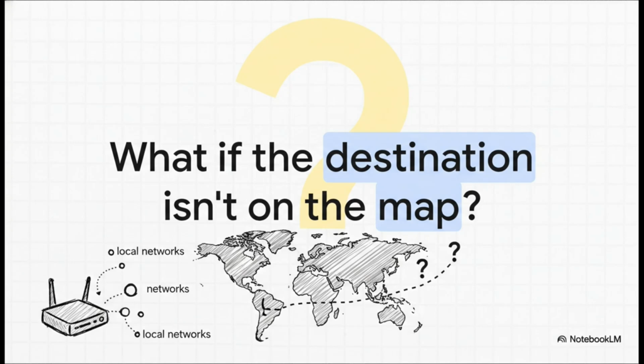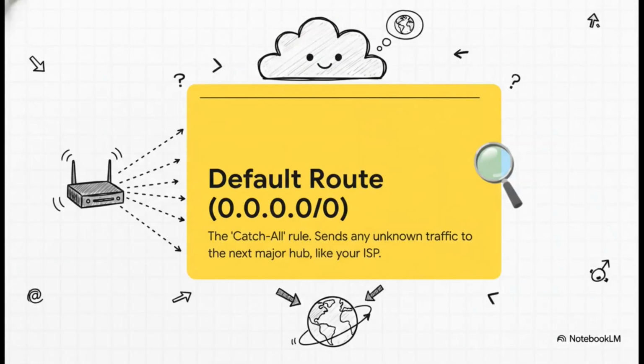As far as your router's little map is concerned, that destination is a total blank. And this is where the ultimate safety net comes in, the default route. It's this one special entry in the map that basically says, hey, if you've scanned the whole list and you have no idea where this packet is supposed to go, just send it to the big guy who knows the way. And that big guy is usually your internet service provider. It's the when in doubt, pass it on rule of the internet.